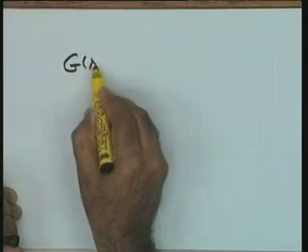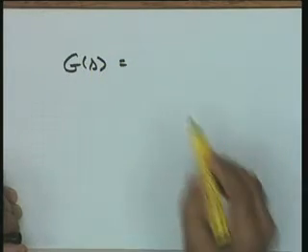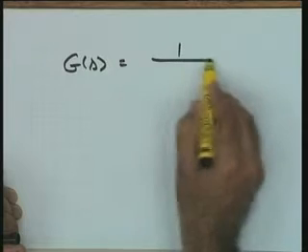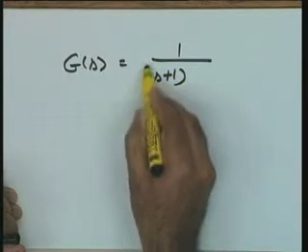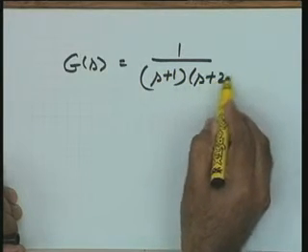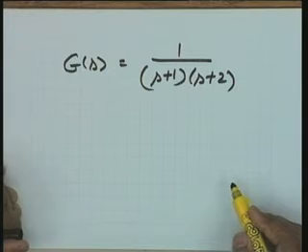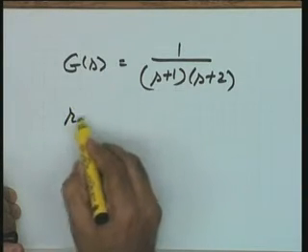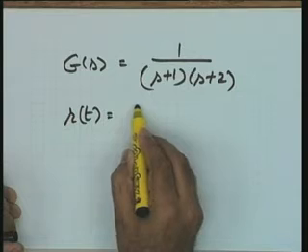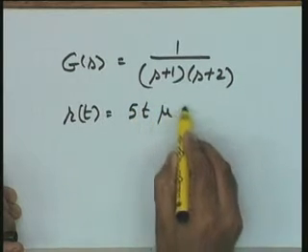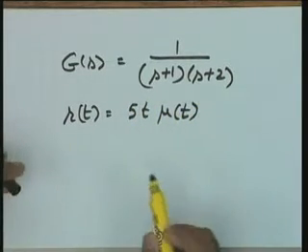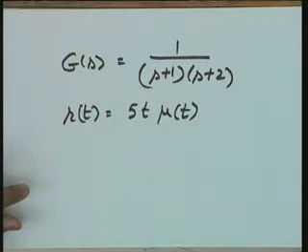Another example, one more example if you can bear with me. The other example I would like to take is the same plant G(s) equal to 1 over s plus 1 into s plus 2, that is the two system poles at -1 and -2. But now I take the input as r(t) equal to 5 t mu(t). It is a ramp input as you see.